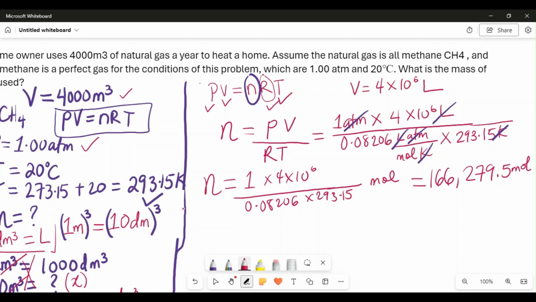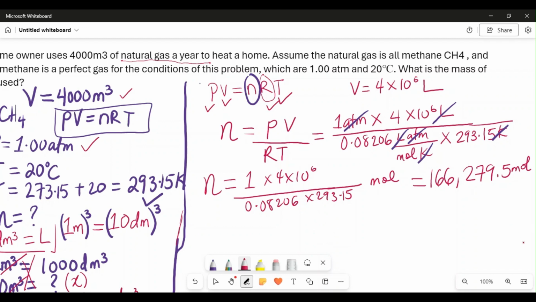And I'm sure this is scary to you because you're used to seeing the mole being a small number. But let's not forget that they talked about the natural gas that is used to heat a home for a whole year. So this is the number of moles for the whole year. It's not a small vessel or small container. You're literally dealing with an entire house being heated for a whole year.